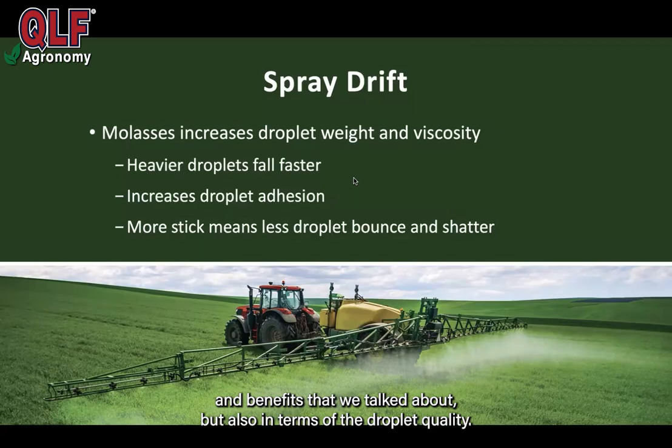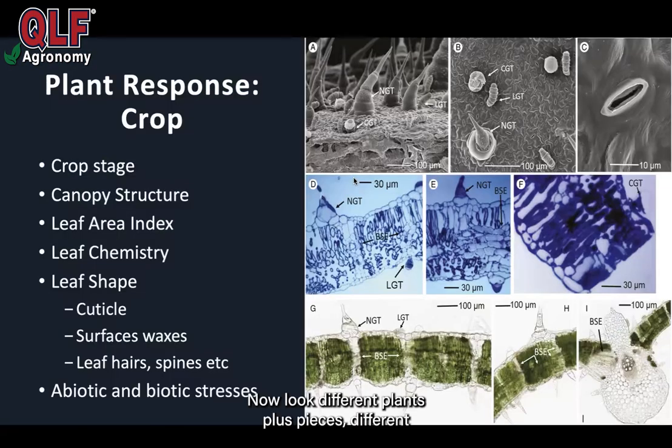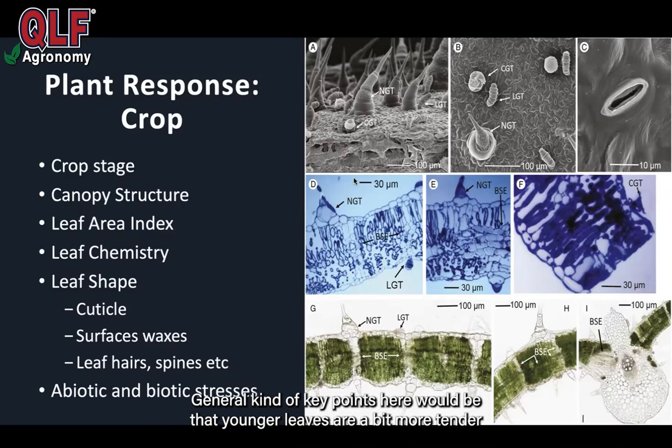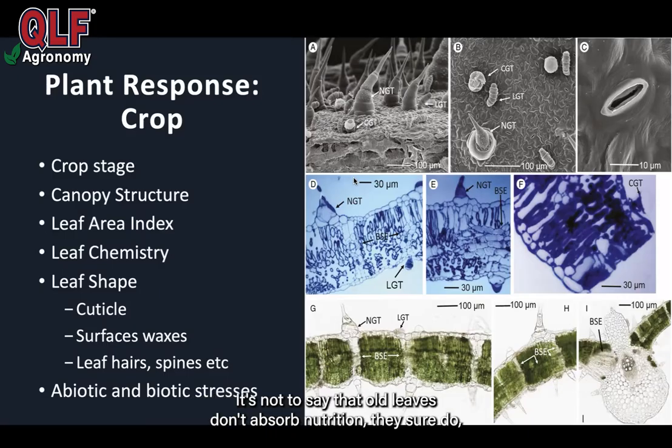Now, look, different plant species, different crops are more or less responsive to foliar sprays. A general key point here would be that younger leaves are a bit more tender and more responsive to foliar sprays than older leaves. It's not to say that older leaves don't absorb nutrition, they sure do, but those younger leaves are particularly primed and advantageous.